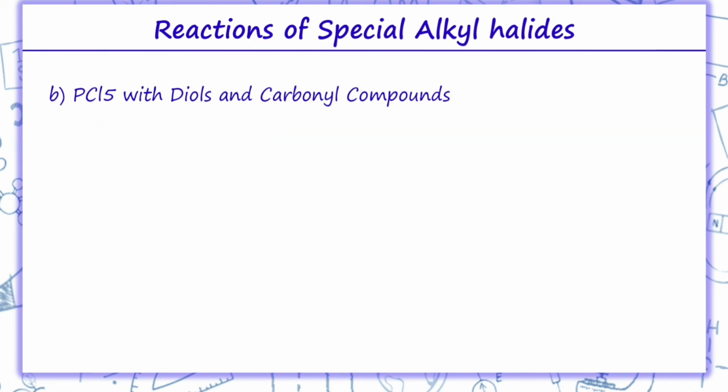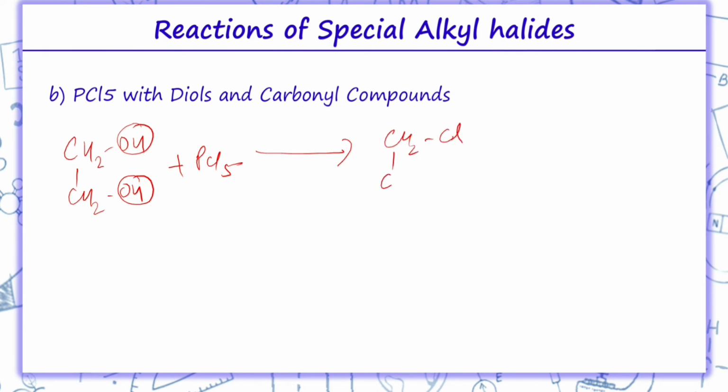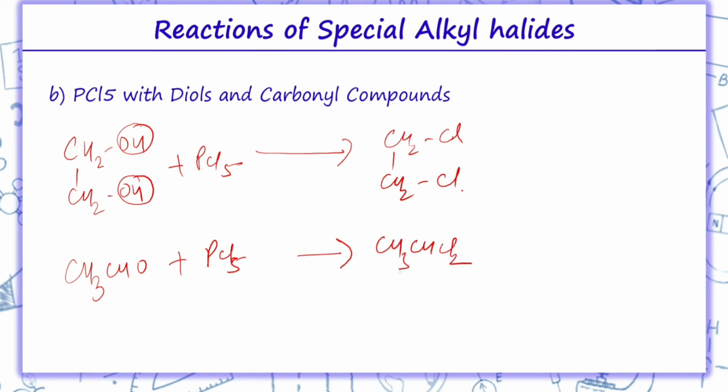Second is with PCl5 with diols and carbonyl compounds. So diols, that is CH2OH. So when PCl5 will react with them, this OH and OH will be replaced by Cl. Thus we will get CH2Cl. This is how vicinal dihalide can be prepared by PCl5 with diols. Second is carbonyl, that is CH3CHO. On reacting with PCl5, here we will get CH3CHCl2. So gem dihalide can be prepared.